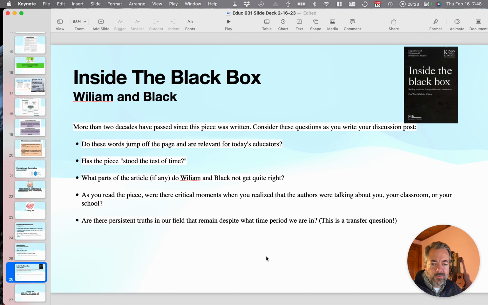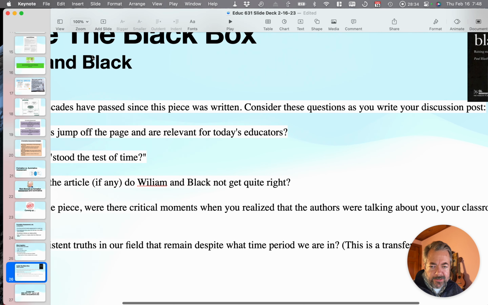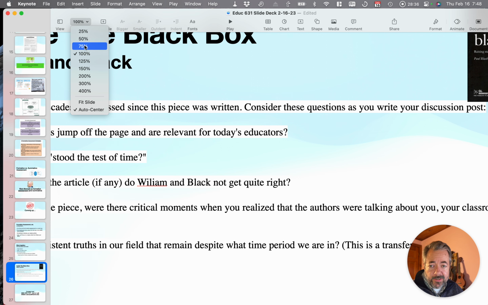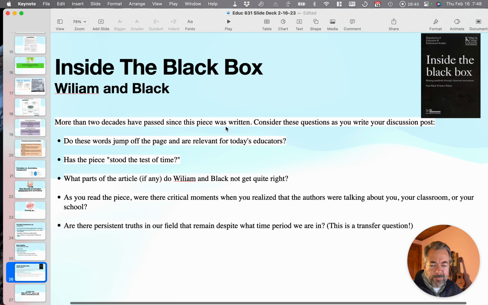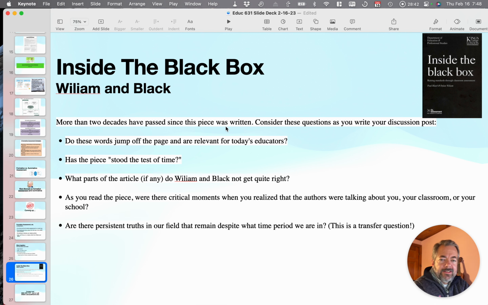So I wanted to make this a little bit of a, let me try to zoom this a little bit. That's too much. We'll go to 75. That's good. There is a piece I'd like you to focus on. It's a lengthy article. It's not too bad. I think they made it into a small book, but I don't know why. It's like 14 pages, something like that. It's called Inside the Black Box. And I wanted to introduce it a little bit.